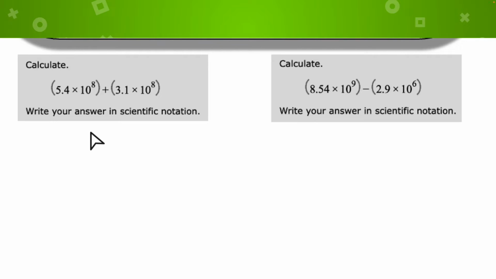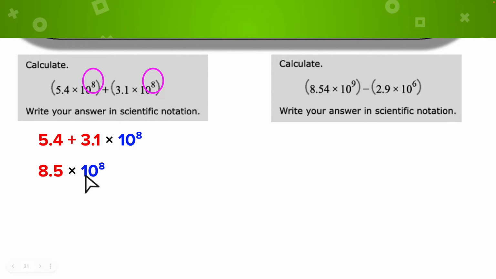Since we have 10 to the 8th power on both, we can think of that as a variable, the same idea as when we're doing like terms. They're the same, so I can add the coefficients. I have 4.5 of them here, I have 3.1 of them here. So I can just add my coefficients. 4.5 plus 3.1 gives me 7.6, and then I can just tack on that times 10 to the 8th power. So that one is all done.